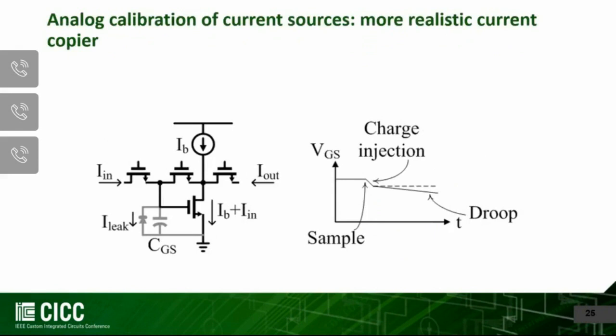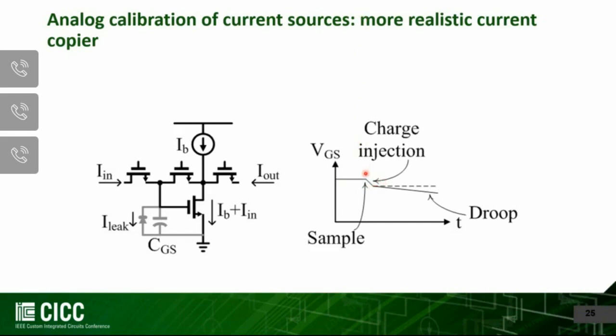Now let's make this circuit a bit more realistic. Let's use actual transistors for the switches. When we do that, then some non-idealities immediately appear. First of all, when we open the switches on the left, the negative charge stored in the channel, as well as the charge from the clock feed-through of the switches, end up on CGS. That leads to an error on the memory. However, this error can be minimized as in other techniques for charge injection.